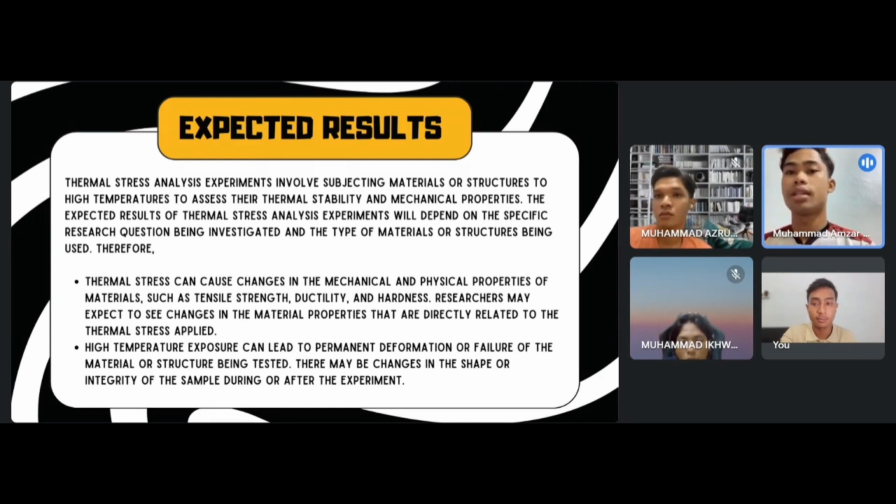Researchers may expect to see changes in the material properties that are directly related to the thermal stress applied. For the next one, the high temperature exposure can lead to permanent deformation or failure of the material or structure being tested. There may be changes in the shape or integrity of the sample during or after the experiment. Next.